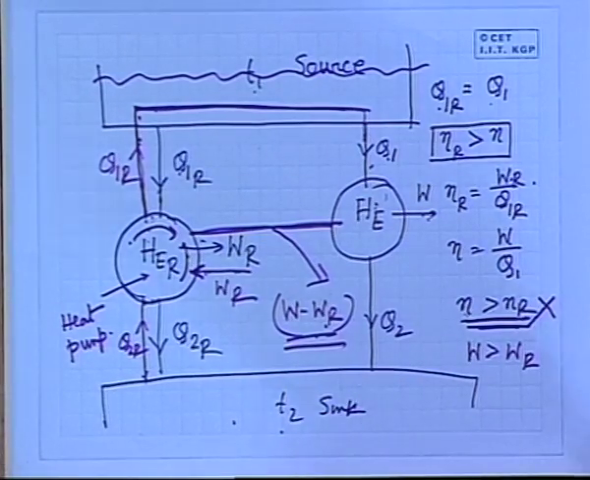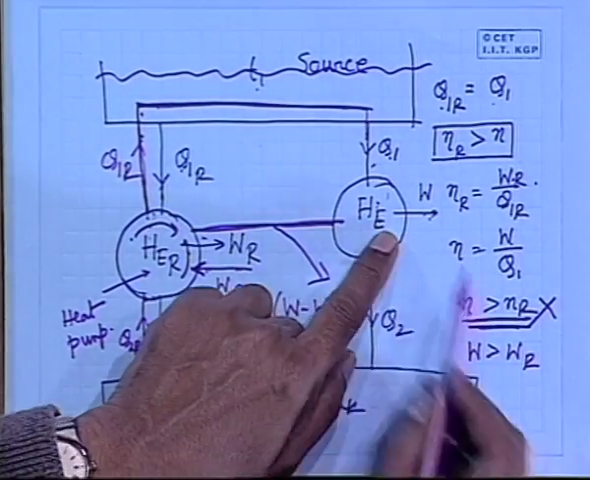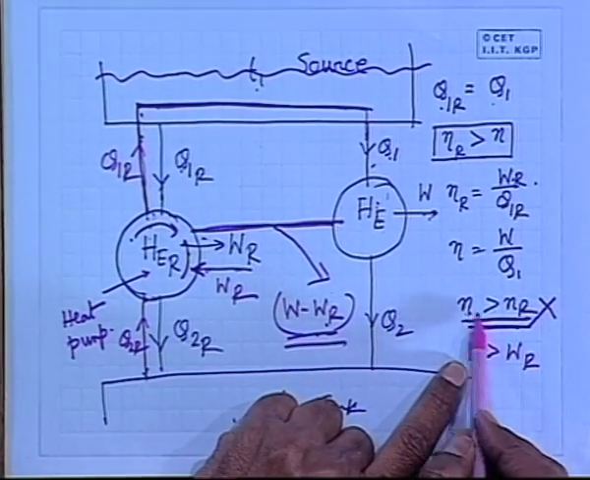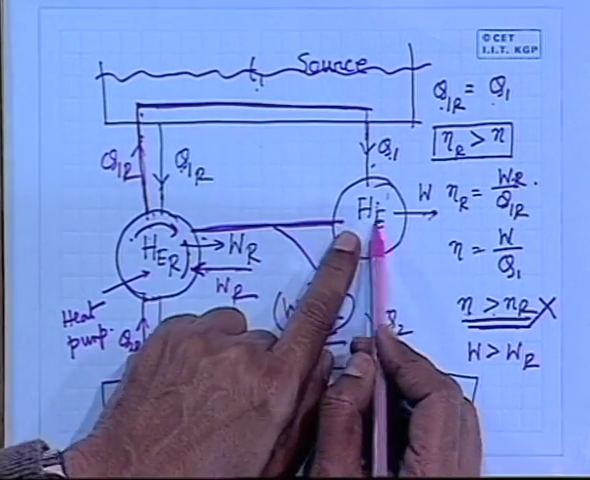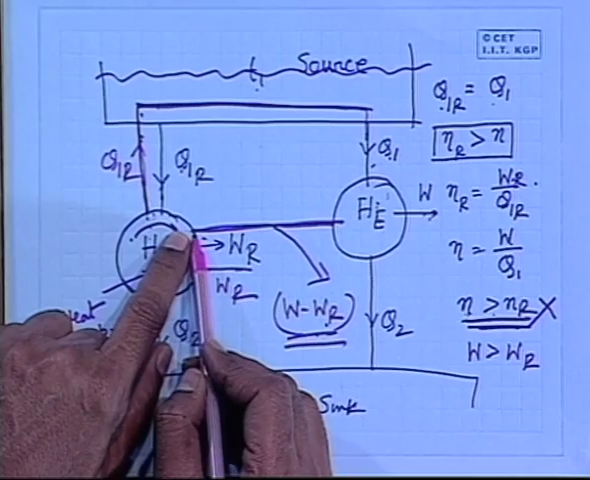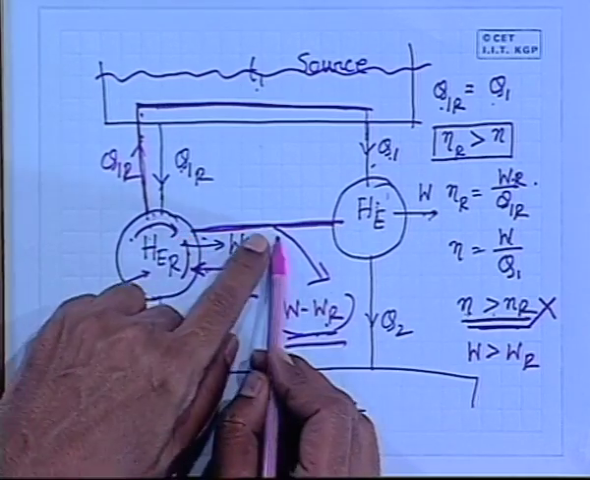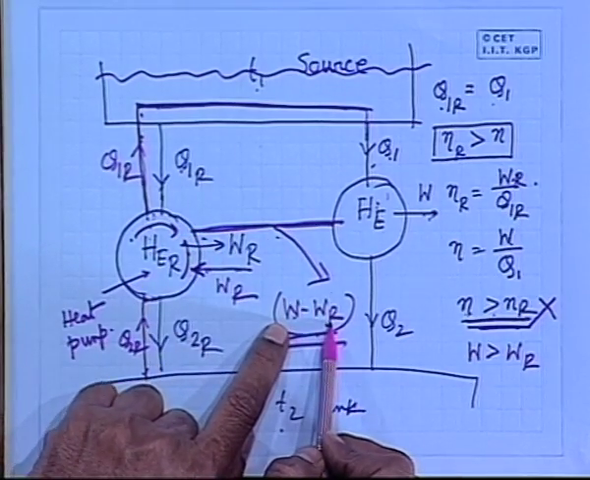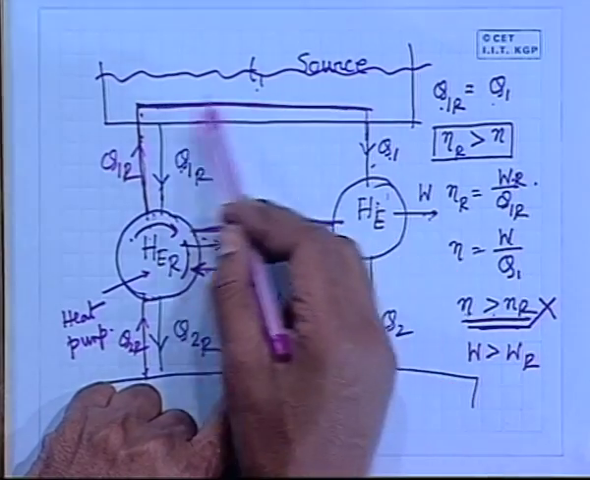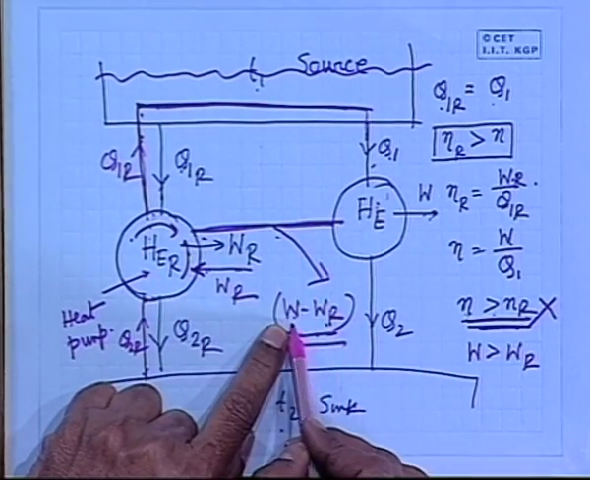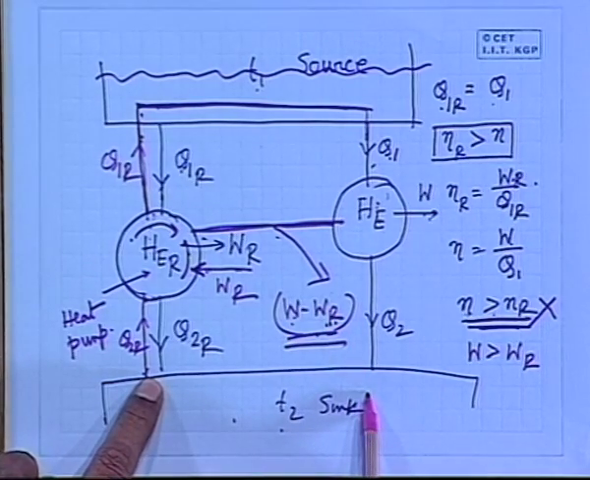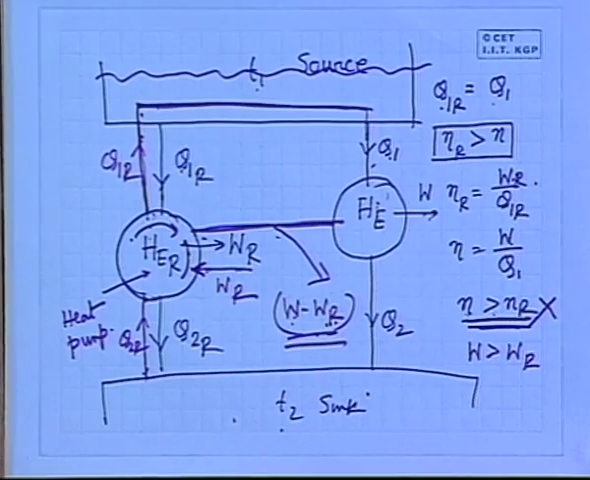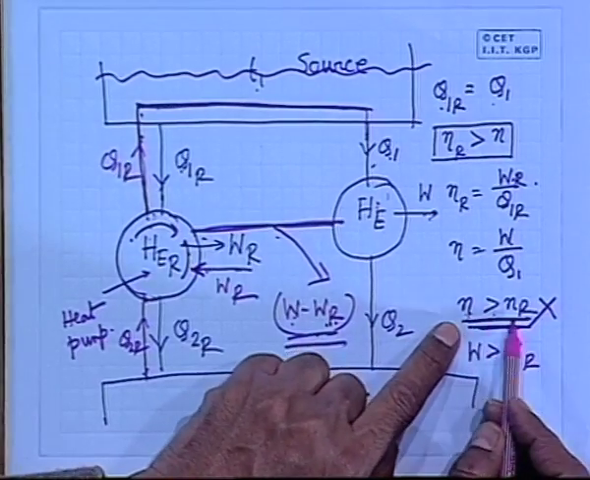What is the last part? Because W is more than W r, because we have assumed eta is greater than eta r, which means W is greater than W r. That means some part of the W can be used to drive this, try to understand logically. That means still W minus W r amount of work is available. So the equivalent system develops work W minus W r by exchanging heat with bodies at only a single fixed temperature. Clear? That means eta cannot be greater than eta r.